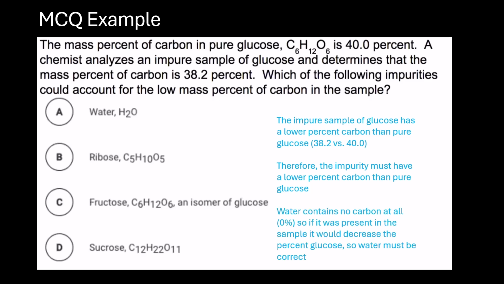And the answer is going to be A, because water contains no carbon at all. So if it was present in the sample, it is going to decrease the percent carbon. And so water has to be correct. We don't really even need to look at the other ones because water will definitely decrease the percentage of carbon present in the sample. So the answer is A, water.